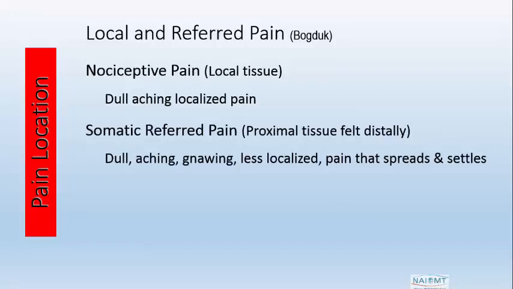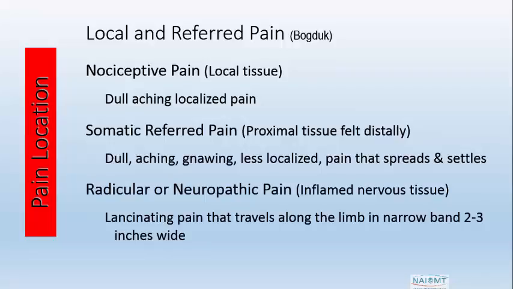This tends to be a much less localized and vague sensation: dull, aching, gnawing, and it has a sense that it spreads out and settles in a particular region. Radicular, or in other terms, neuropathic pain, is due to inflamed nervous tissue that has been damaged, the dura has been sensitized by inflammation, or the dorsal root ganglion has been compressed. This produces a sharp stabbing pain that travels in a narrow band down the limb. It does not follow the same pain pattern as referred pain.